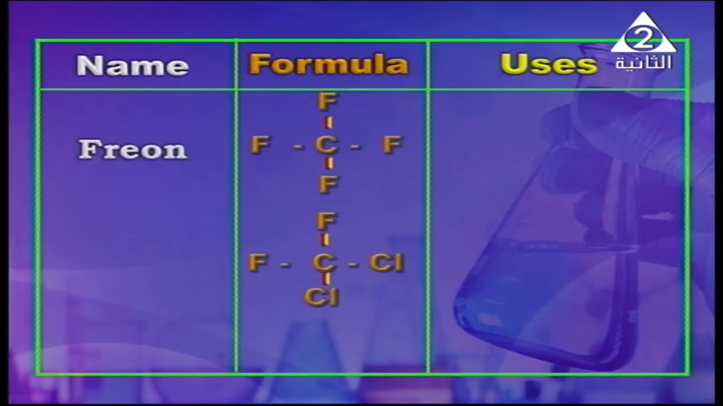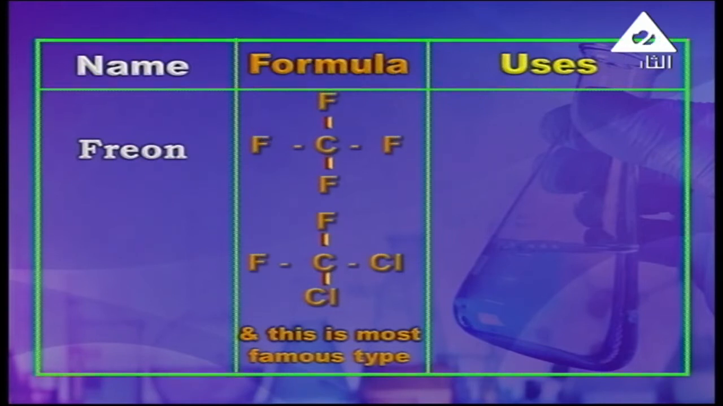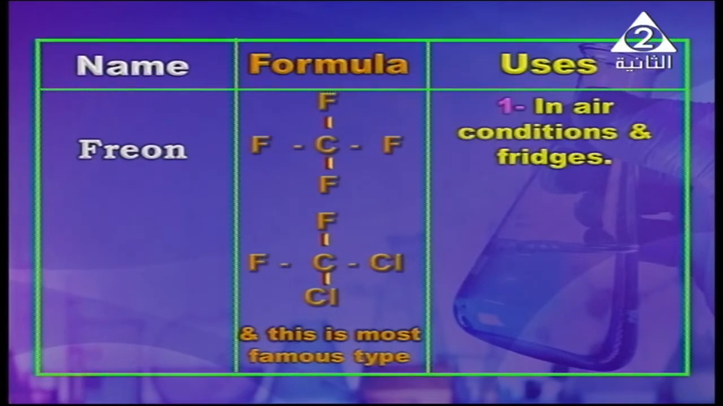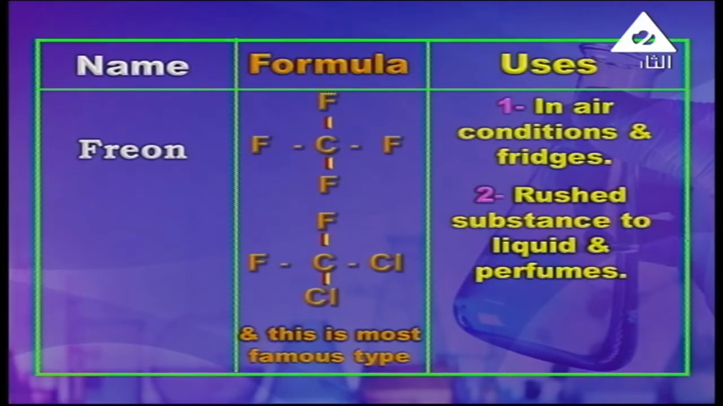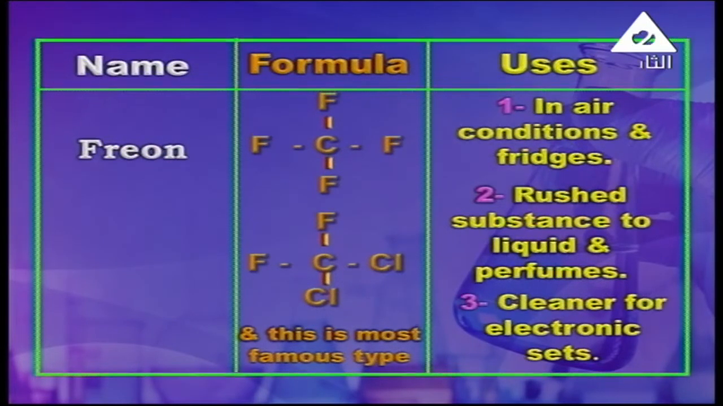Here is another example, freon, as shown on the screen, the most famous type. Here is dichlorodifluoromethane. It is used in air conditioners and fridges, as a propellant for liquid sprays and perfumes, and as a cleaner for electronic sets.